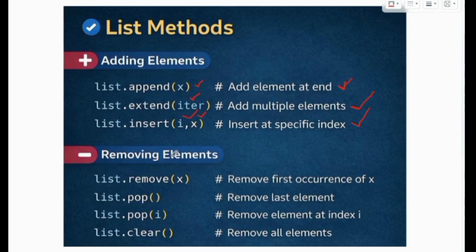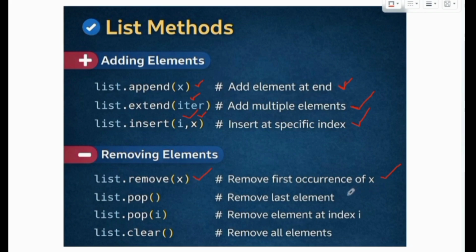Next, removing methods. First, remove method. It removes the first occurrence of x, meaning it will remove the specified element which is at first occurrence. Coming to the syntax, list.remove(x), that is value.